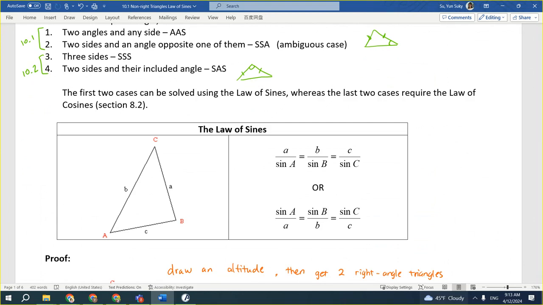So it has two versions. You can put the sine of the angle on top or bottom, it doesn't matter. But you just want to make sure they are all corresponding. So either put all the sines on top or put all the sines in the denominators. Is that okay, everybody? This formula you need to memorize. But it's not too hard to memorize, right? You just see the sine function and the sine of the angle over the side.